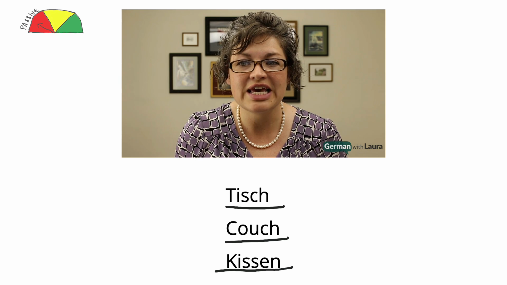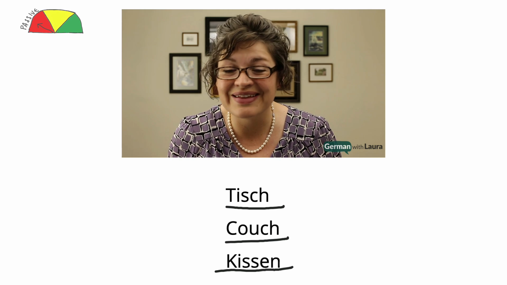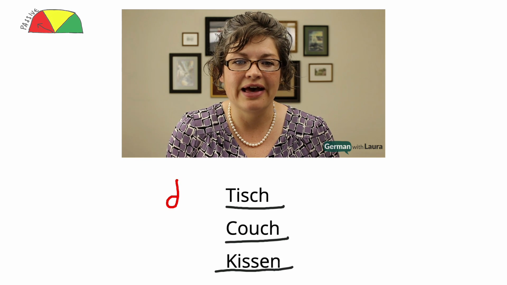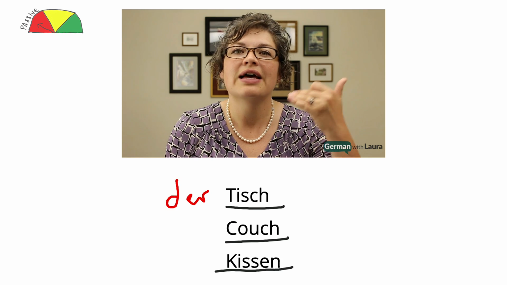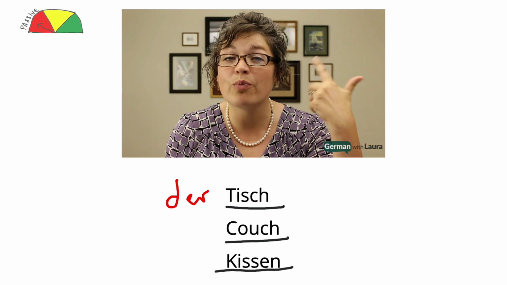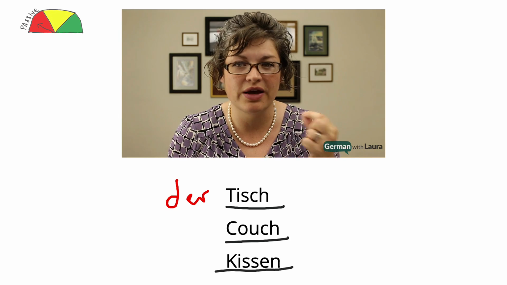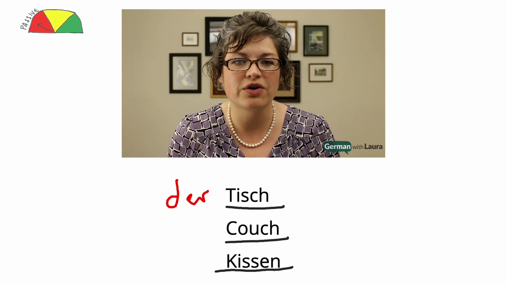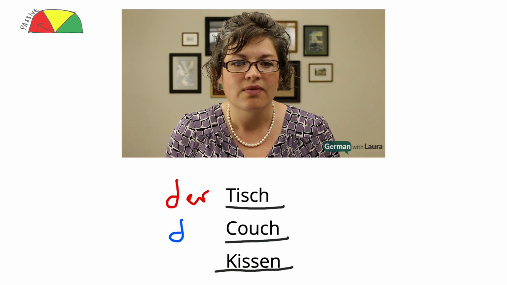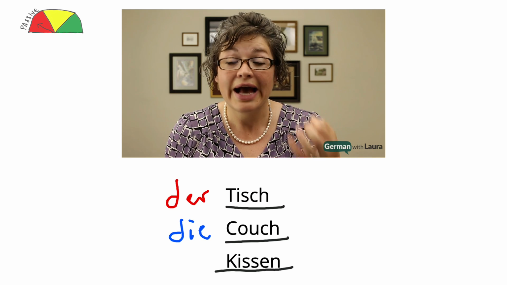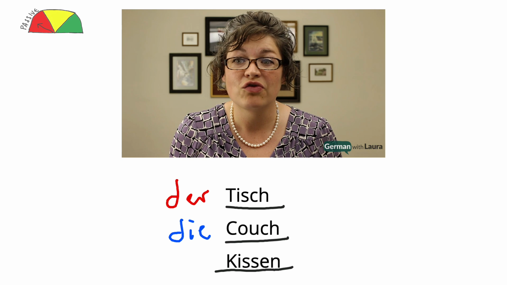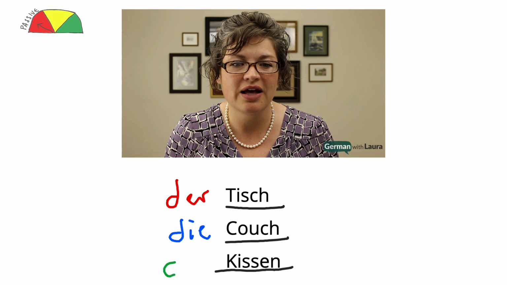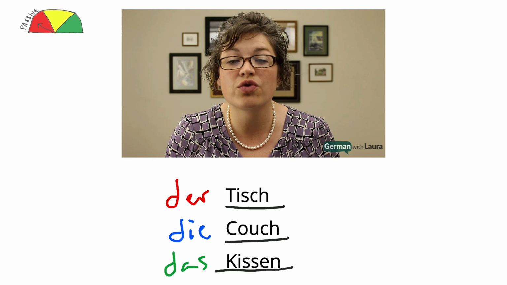So Tisch, table, is a masculine noun, and we would learn this by putting the word der in front of it and learning specifically der Tisch. That's to help us remember that Tisch is a masculine noun because of that der in front of it. And then in front of couch, we would learn the word die. And that flags to us that couch is a feminine noun. Finally, the word das in front of Kissen would tell us this is a neuter noun.